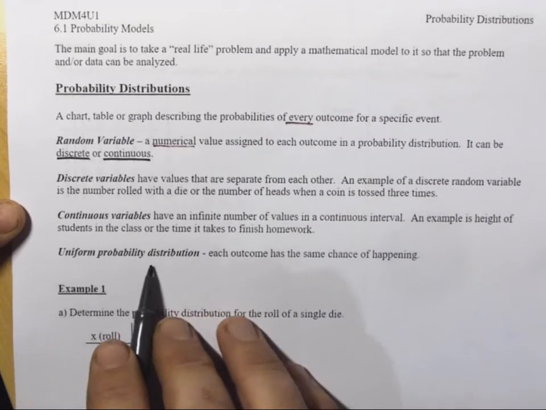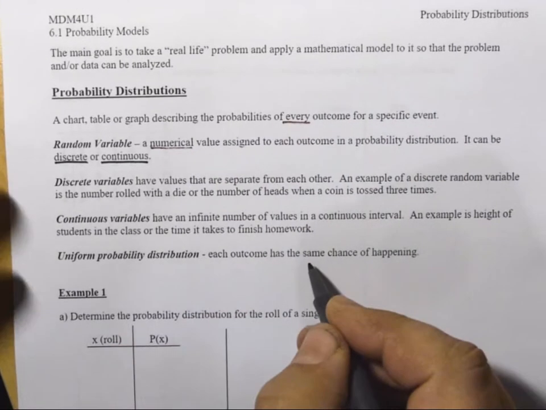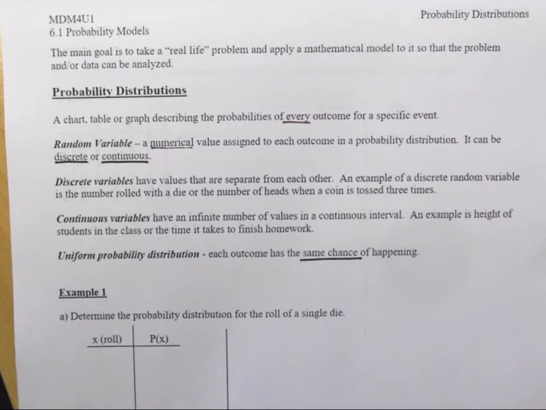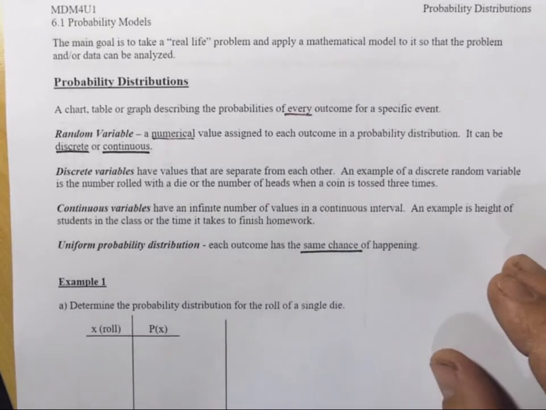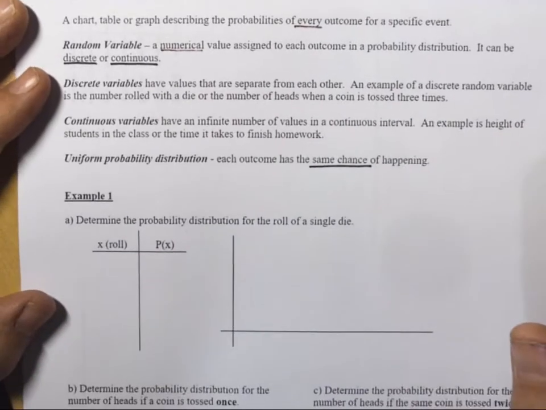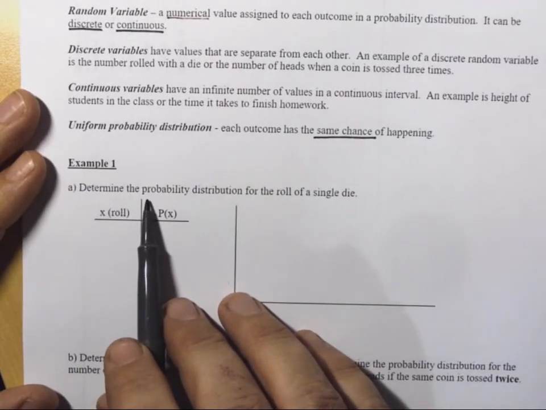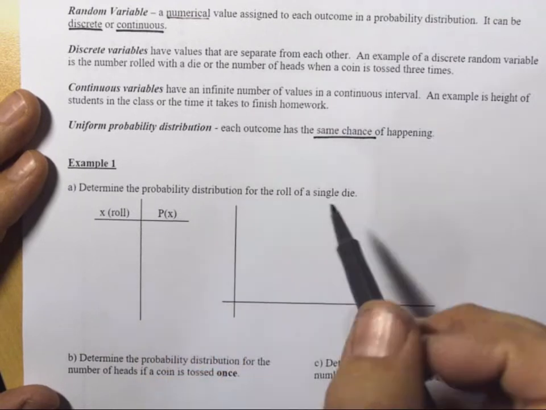And finally, a uniform probability distribution. Each outcome has the same chance of happening. I'm sure you can think off the top of your heads what a uniform distribution might look like. And here's a good example of that. Example 1. What's the distribution for the roll of a single die?